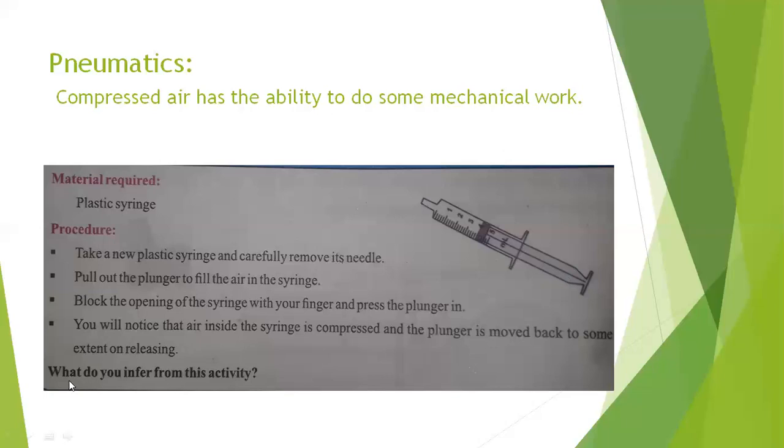This is the question. They are also asking, what do you infer from this activity? What is the conclusion of this activity? With a small jerk, it will come out. Because we have compressed the air, we have stopped its movement outward, we have just compressed it. And when this compressed air gets some relaxation, what happens? The plunger gets out. This is known as the mechanical work.